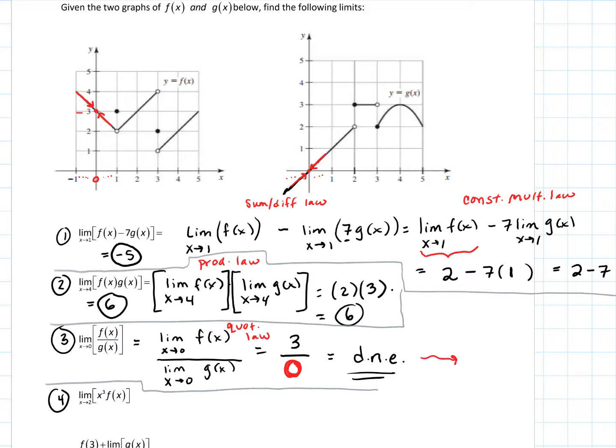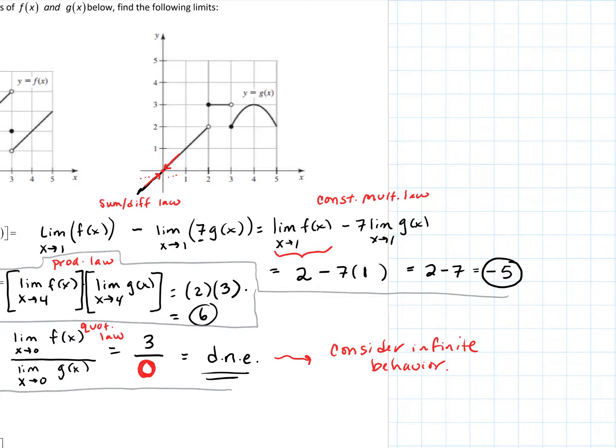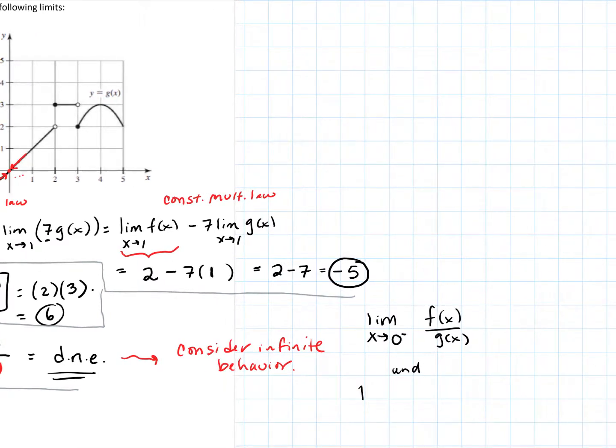Now, we could take this a little bit further and consider infinite behavior. If we wanted to do that, let's take this over just a little bit further so I have a little more space to work with. If we want to consider infinite behavior, we need to consider the two sides. So we need to consider the limit as x approaches 0 from the left of f of x over g of x, and we need to consider the limit as x approaches 0 from the right of f of x over g of x.